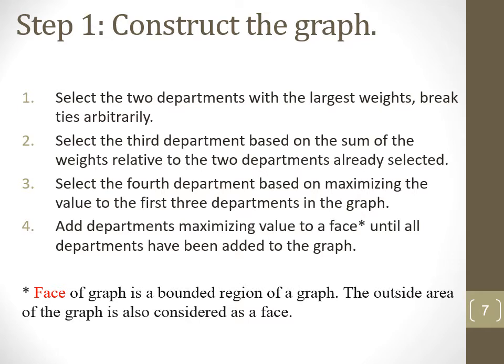Then, starting from the fourth department, again we will select using the same criteria. We will find the sum of the weights with the already included departments, and we will select the one which has the largest weight. After selecting a department, we will add it to the graph. Let's say we will include it into a phase of the graph in order to maximize the total sum of the weights.